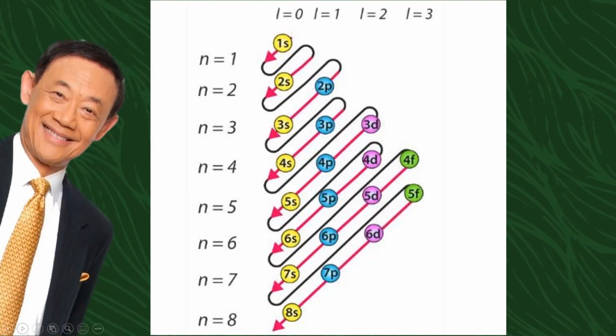So let's try. 1s2, 2s2, 2p6, 3s2, 3p6, 4s2, 3d10, 4p6, 5s2, 4d10, 5p6, 6s2, 4f14, 5d10, 6p6, 7s2, 5f14, 6d10, 7p6, and 8s2.